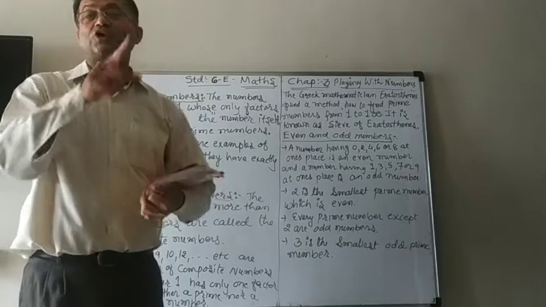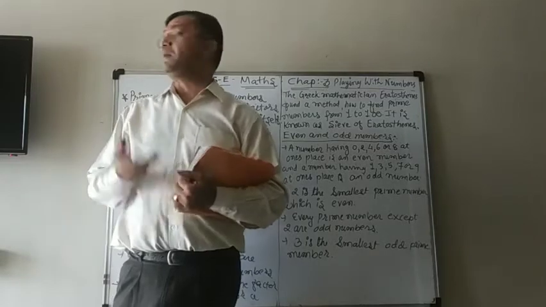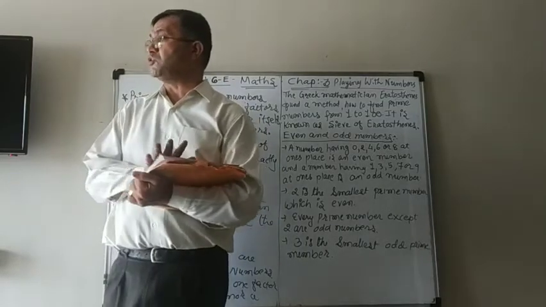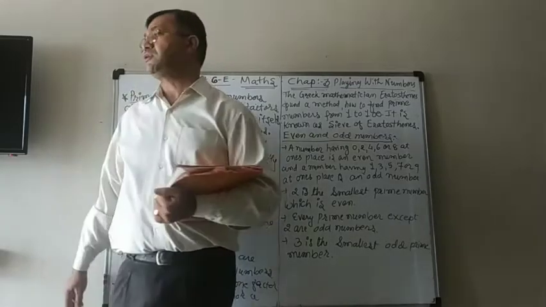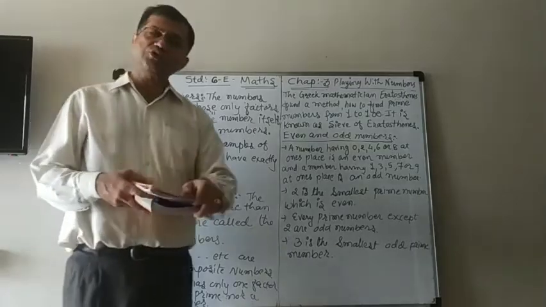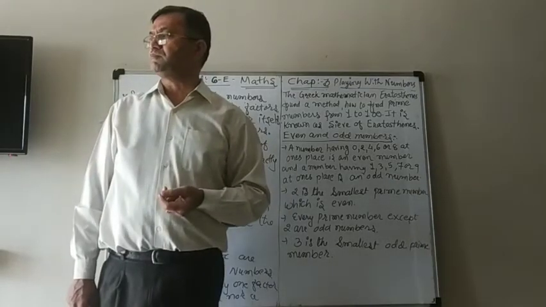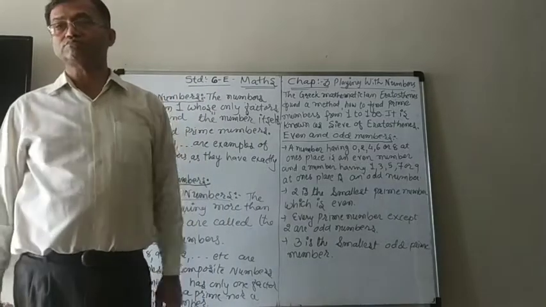Now what did he do? First, he put a cross on number 1. Why? Because we know that number 1 is neither prime nor composite. So he put a cross on 1. Then we know that 2 is the smallest prime, so he made a circle on 2.